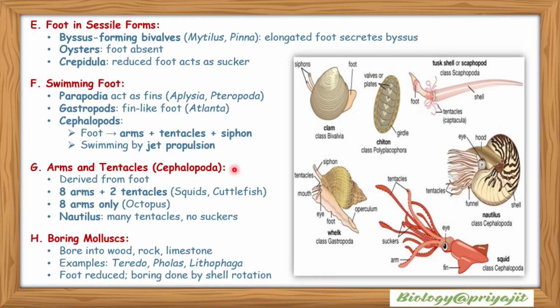Arms and tentacles such as in Cephalopoda, which are derived from foot. They have 8 arms and 2 tentacles such as squids, cuttlefish, etc. They have 8 arms only such as in octopus. In case of Nautilus, there are many tentacles, but there are no suckers.